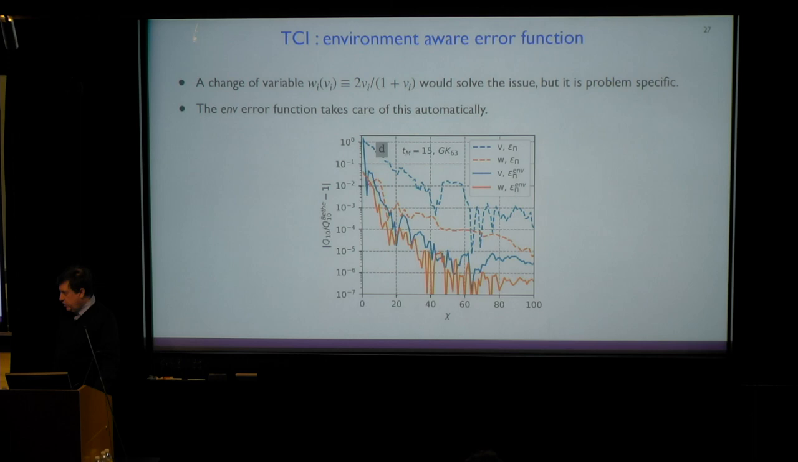But if you use the ordinary error estimate, you will see that in the original variable it decays much more slowly. But if you use the environment error, which is the second set of curves, you see that it doesn't matter in which variable you do it. So this kind of estimator saves you from finding the change of variable, which is problem dependent. It makes your algorithm much more automatic. That's what this graph illustrates, and that's a little addition we did to the calculation.